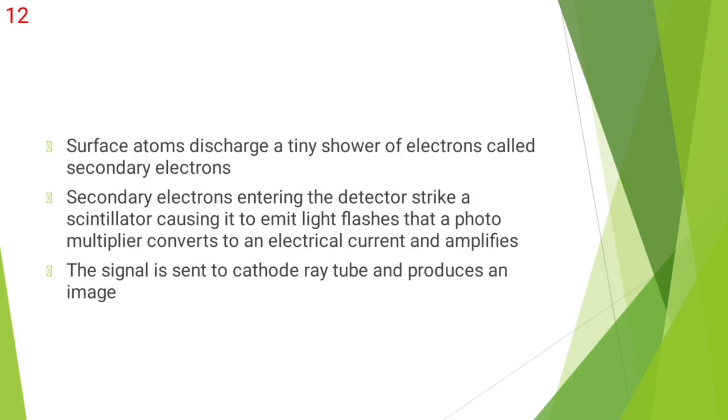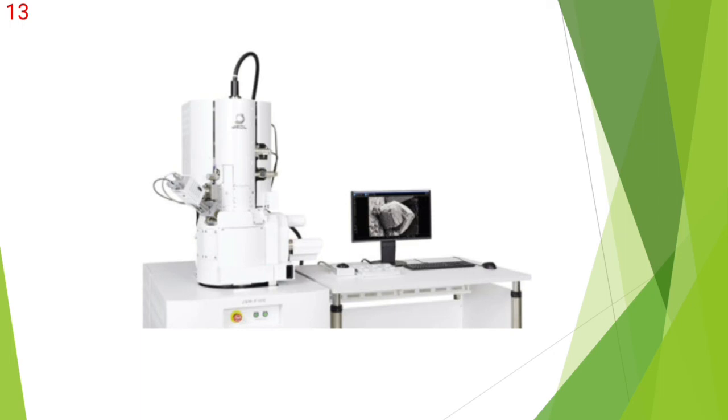Surface atoms discharge a tiny shower of electrons called secondary electrons. Secondary electrons entering the detector strike a scintillator, causing it to emit light flashes that a photomultiplier converts to an electrical current and amplifies. The signal is sent to a cathode ray tube and produces an image. This is the picture of SEM.